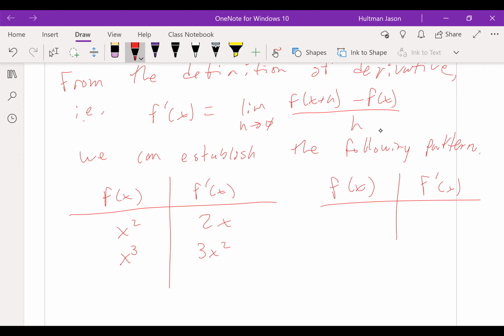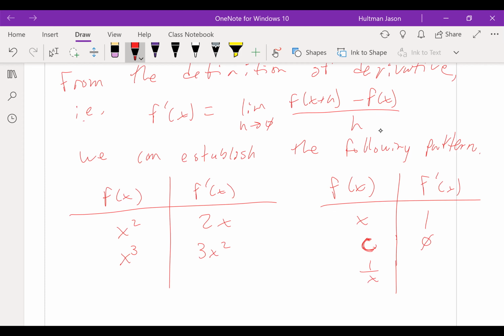Okay, what about x? Remember what the derivative of x was? 1. Very good. Okay, thank you. Okay, what about a constant? Oh, it's 0, right? Yeah, 0. What about 1 over x?